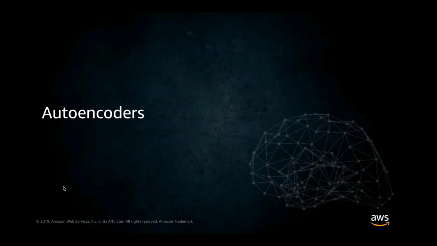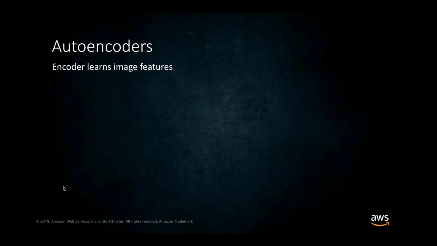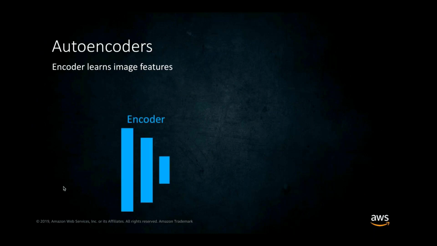So let's switch to the second part. What are autoencoders? Autoencoders are a special type of deep neural networks that consist of two parts. We have first an encoder that basically learns the image features. So we take the input and we have now multiple network layers. The more layers we have, the more complex features we can learn. The encoder downsamples the input and creates a compressed representation of the input data.